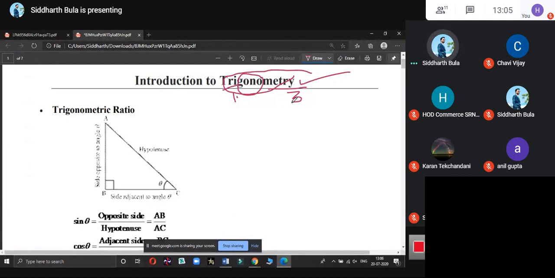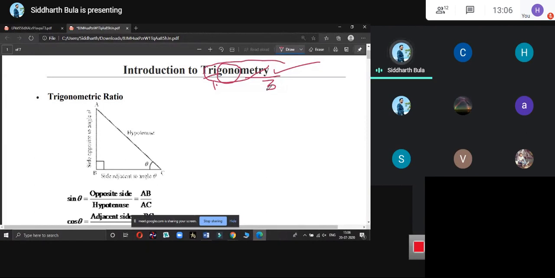Please note down what is trigonometry. The mathematical branch which deals with the relationship between the angles and the sides of a triangle is called trigonometry. As you can see on my screen right now, here we have one triangle. Now can you tell me which triangle this one is? Right angle triangle.